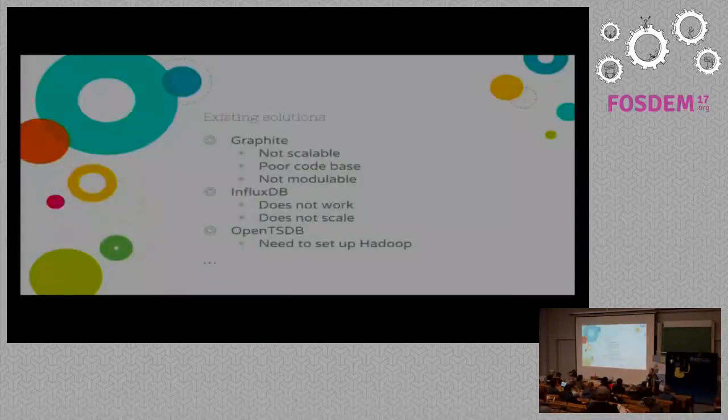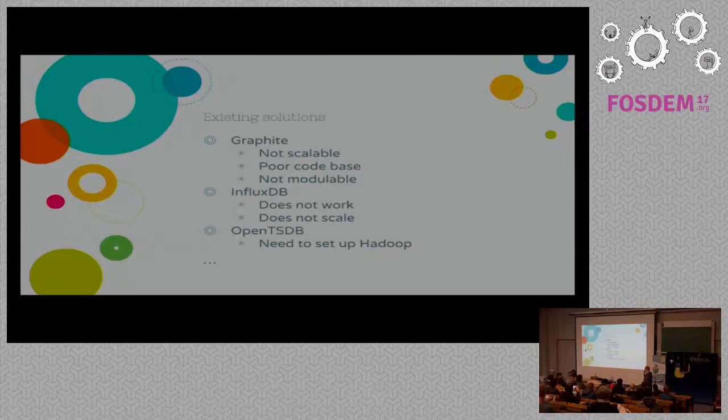So what was a blocker for us? We took a look at existing solutions, such as Graphite, which is deployed a lot, but it's not scalable. It's in Python, and I wrote a nice blog post a couple of years ago about how not to write Python. You can take a look at the code from Graphite. It's pretty reliable, but it's not modular.